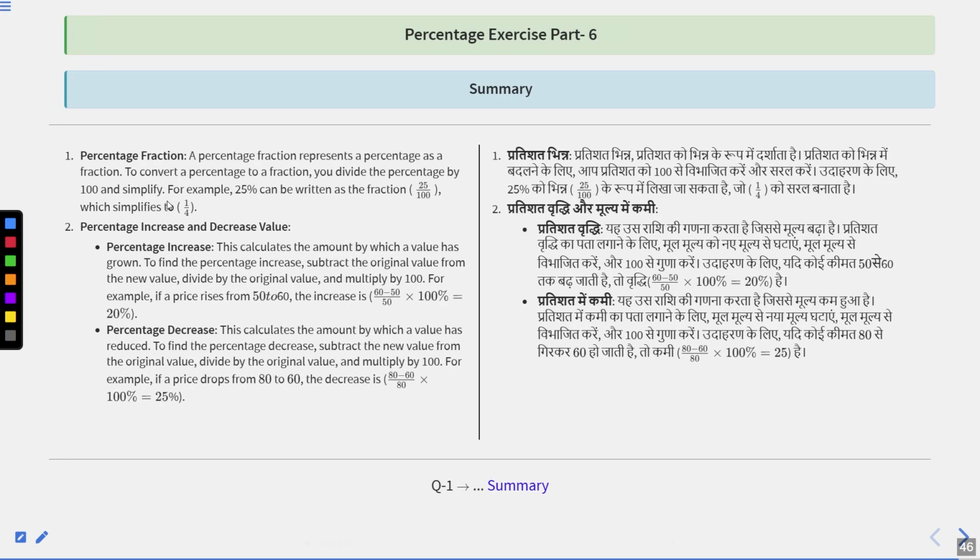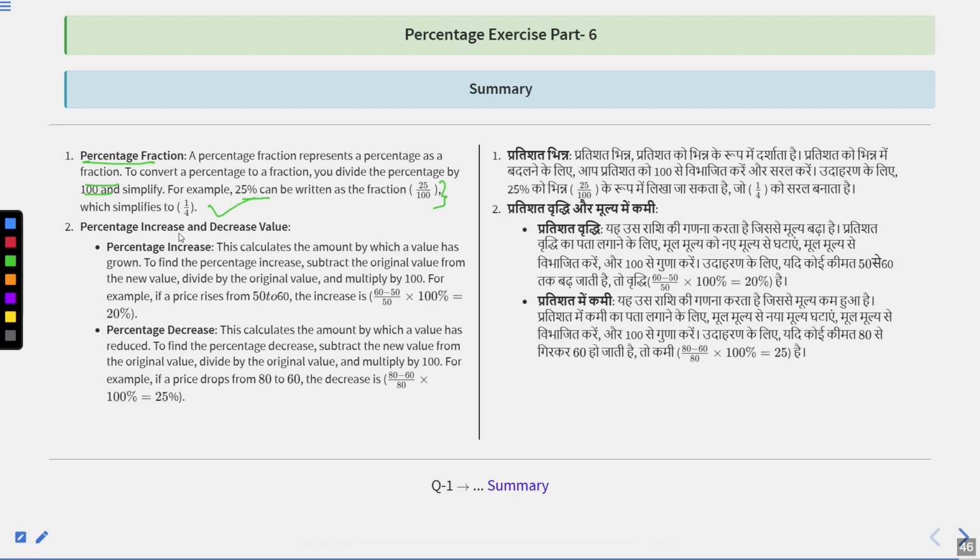Now we summarize today's session. Percentage fraction. A percentage fraction represents a percentage as a fraction. To convert a percentage to a fraction, you divide the percentage by 100 and simplify. For example, 25% can be written as the fraction 25 upon 100. We simplify to 1 by 4.